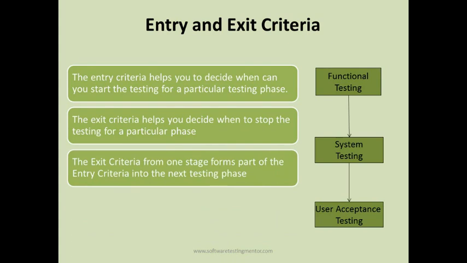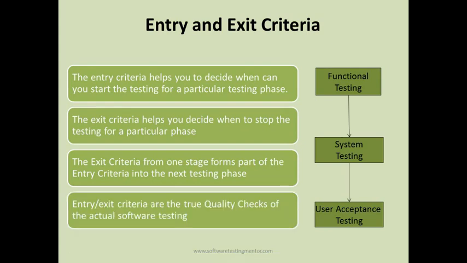Then the exit criteria from one stage forms part of the entry criteria into the next testing phase. So the exit criteria of one phase forms an entry criteria into the next testing phase. If the testing exits from functional testing, it means it is ready to enter into the system testing phase. So exit criteria from one phase, that is functional, will decide whether you can enter into the next phase, that is system or any other phase of the testing.